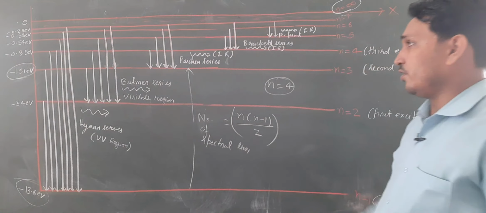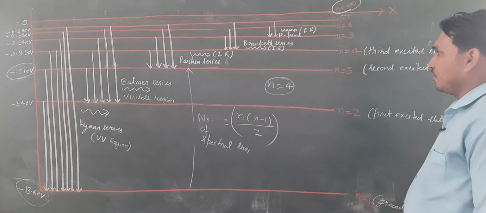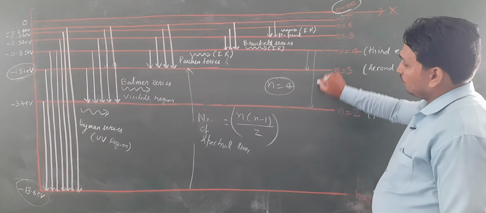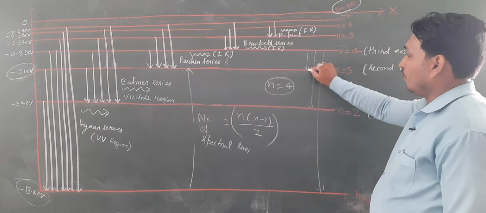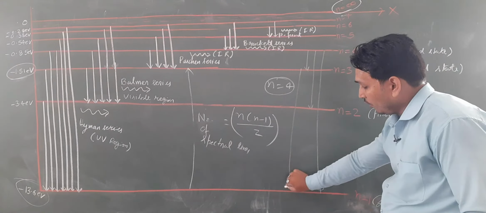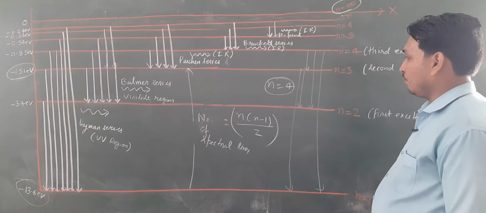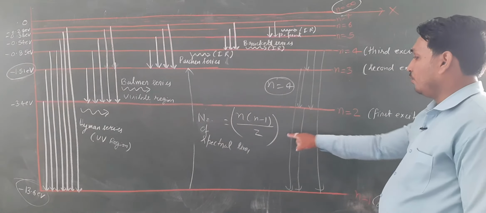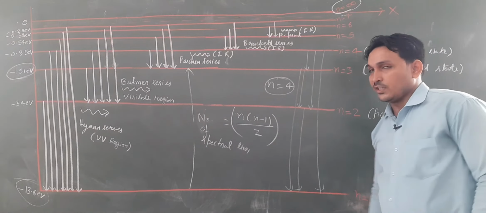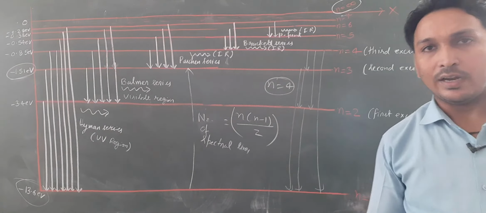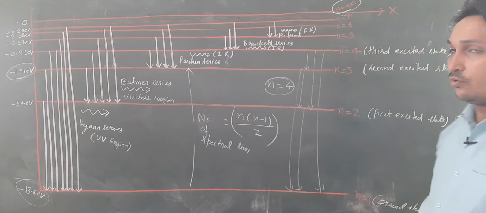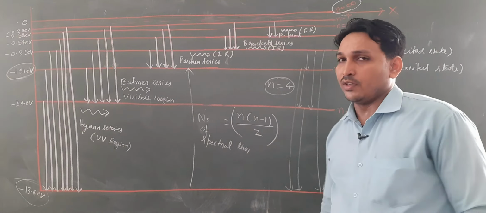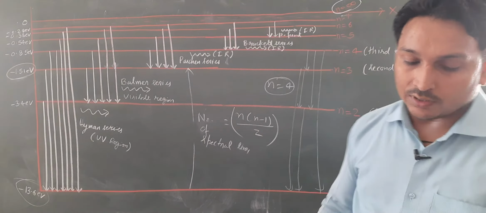It can make 6 transitions. From n equal to 4, it can go to n equal to 3, n equal to 2, or n equal to 1. The electron in 3 can go to n equal to 1 or n equal to 2, and the electron at 2 can go to 1. So how many spectral lines have we got? 1, 2, 3, 4, 5, 6. 6 spectral lines. There is no need to count. You just put the value of n and you'll get your answer. Is it clear? So this is the second point.